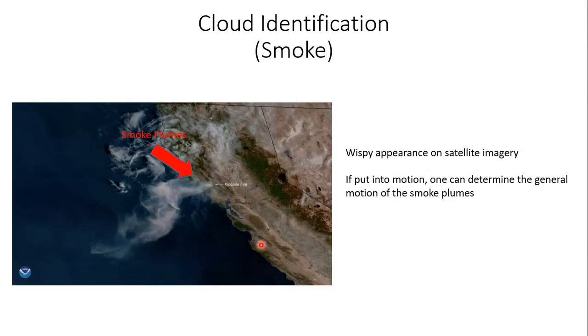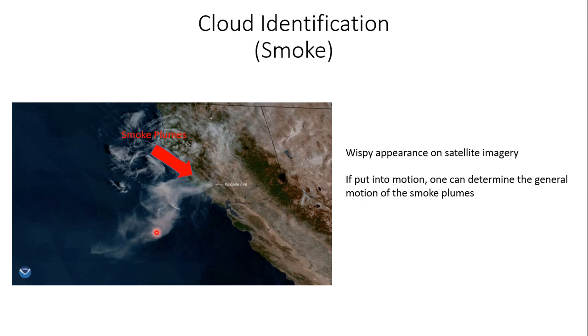Moving on now to another interesting feature that shows up on weather satellite imagery. This is smoke. Of course, the western U.S. in particular has a lot of wildfires, especially as we head into the September-October timeframe in California with Santa Ana season in effect. In this example, we're showing the Kincaid Fire of California. This is north of San Francisco.